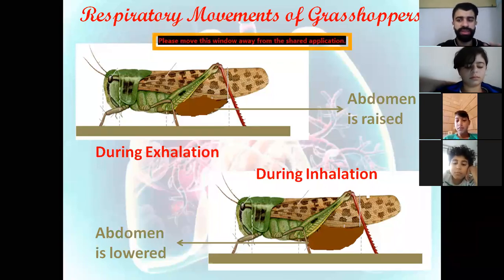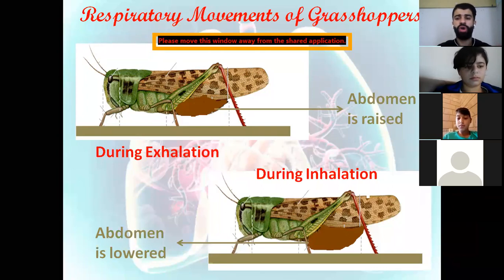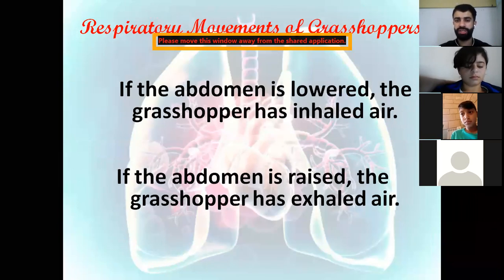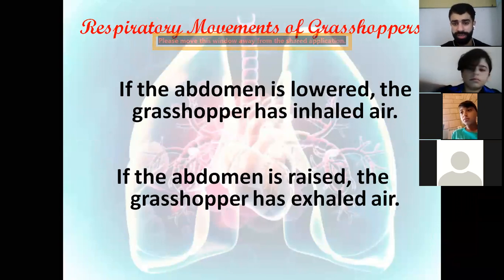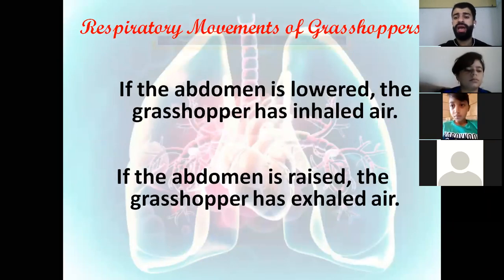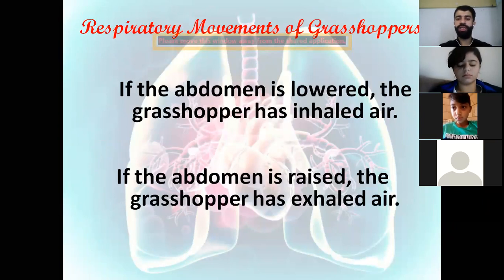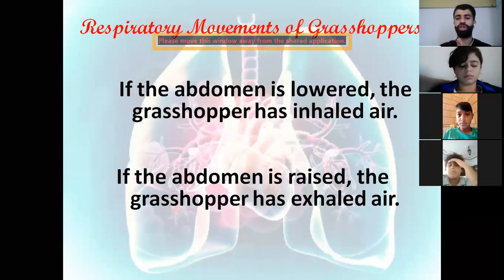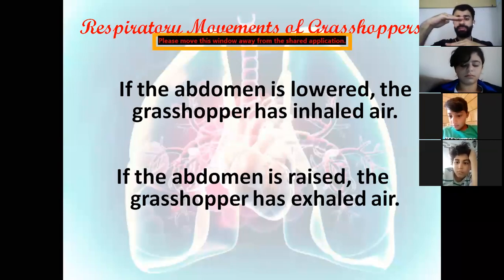So you have to pay attention here. Abdomen is raised, we are talking about exhalation. Abdomen is lowered, we talk about inhalation. So this note you have to study. If the abdomen is lowered, as seen in this figure, the grasshopper has inhaled air. While if the abdomen is raised, the grasshopper has exhaled air. So these notes you have to study.